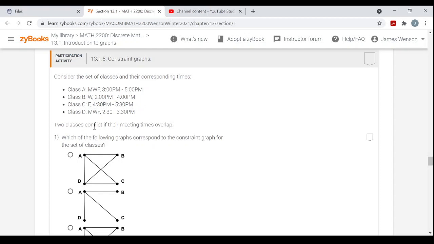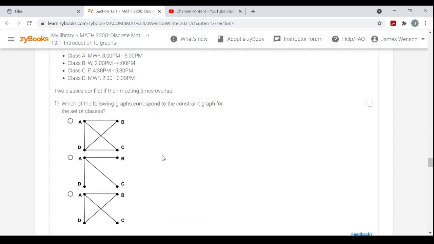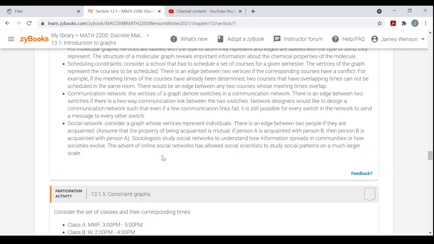Two classes conflict if their meeting times overlap. So number one, which of the following graphs correspond to the constraint graph for the set of classes? Remember that we'll say there's a conflict, and we'll put an edge between them if they overlap. There's an edge between two vertices if the corresponding courses have a conflict.